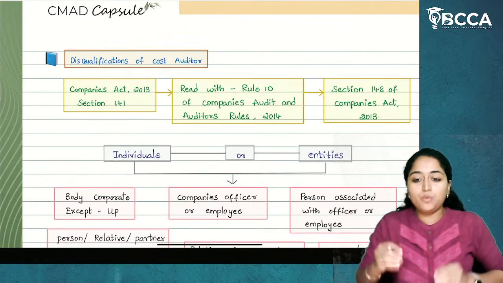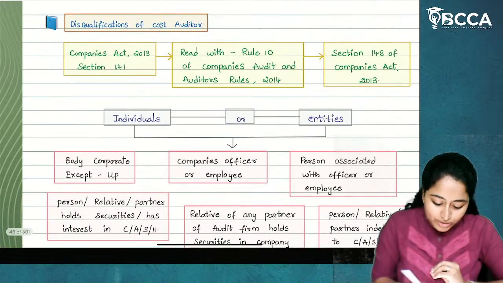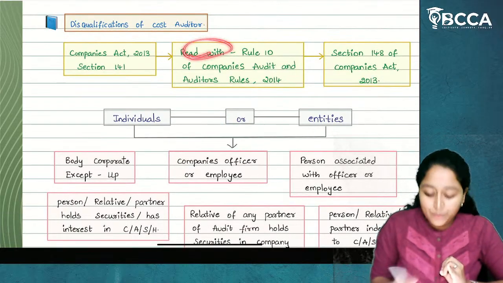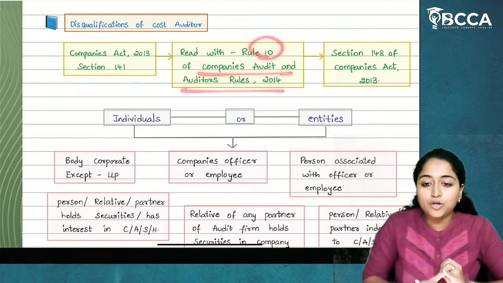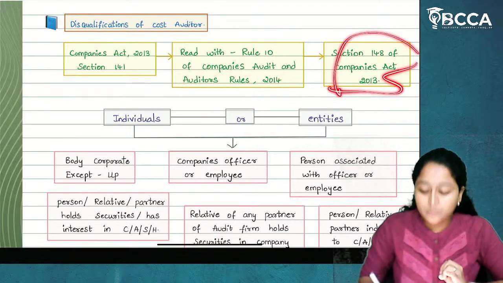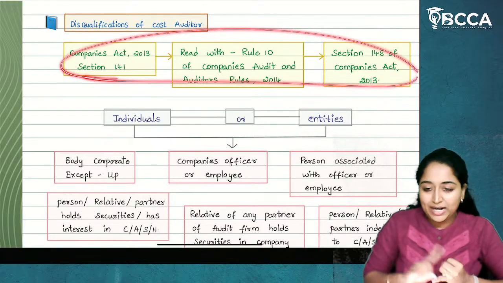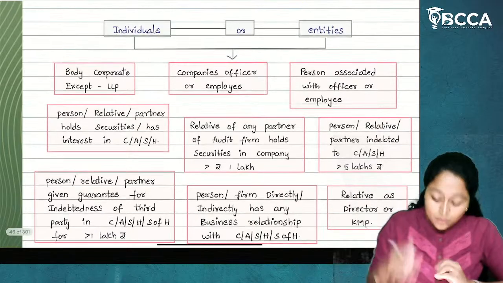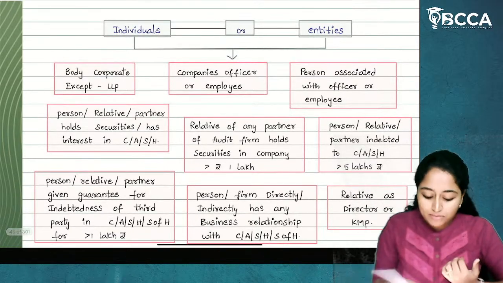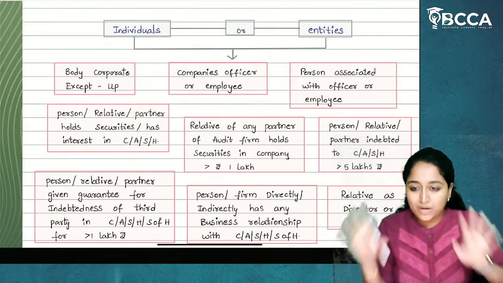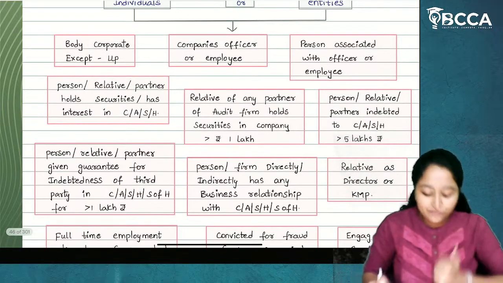Disqualifications of a cost auditor. Now, what are the disqualifications of a cost auditor? Companies Act 2013, Section 141, read with Rule 10 of Companies Audit and Auditors Rules 2014, and with Section 148 of Companies Act 2013. So you have to write all these three. Next, what are the disqualifications? These are common for individuals or entities, which means partnership firm or LLP. All disqualifications are the same.